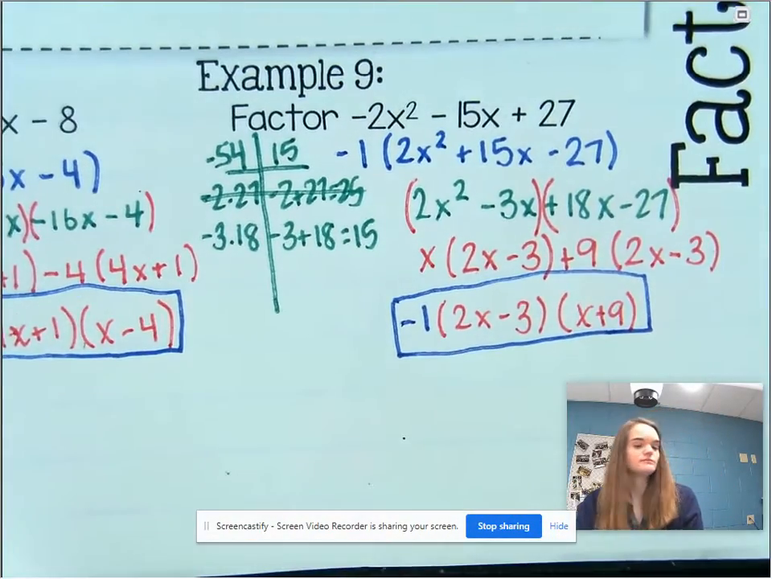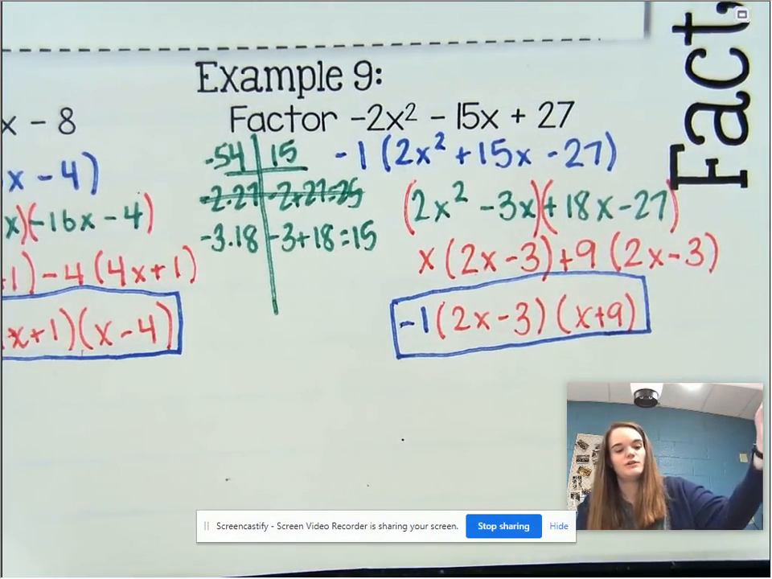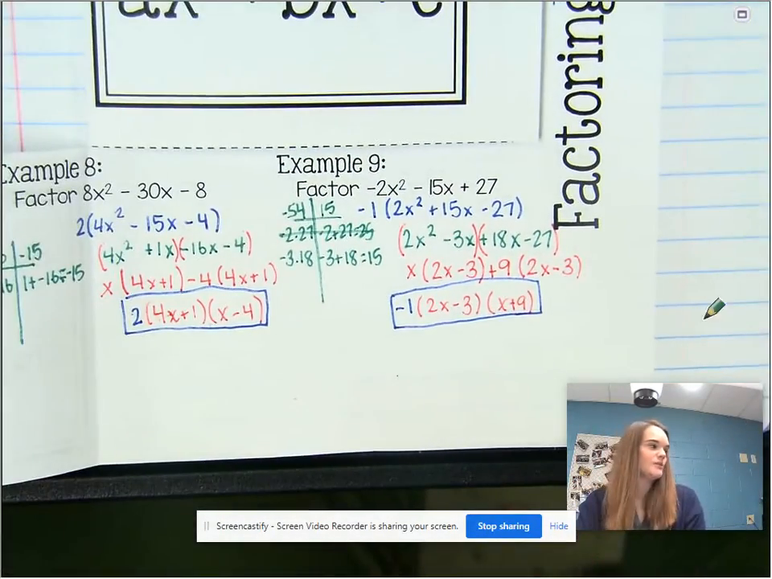There you go. All right, so today, you're still working on the same worksheet, but you're seeing if there were any of them that you could have taken a greatest common factor out of.